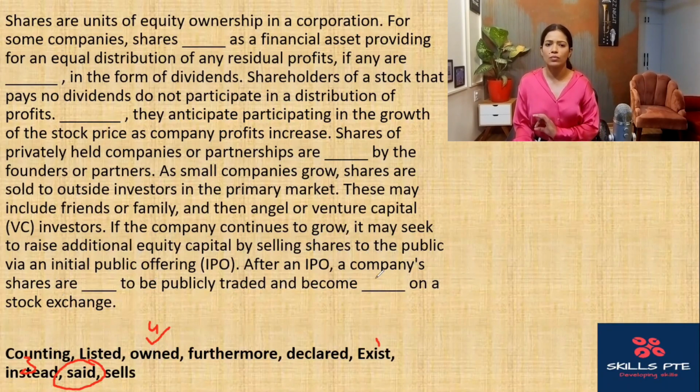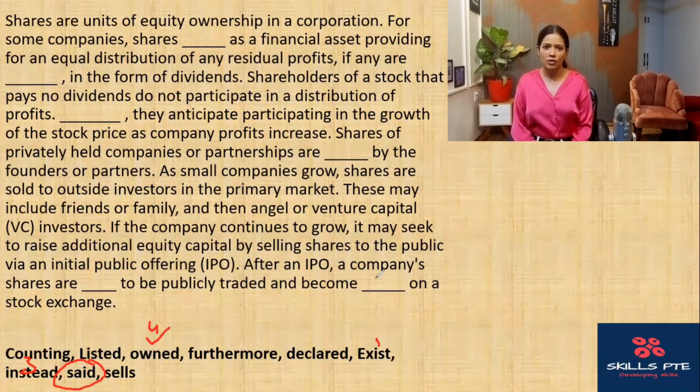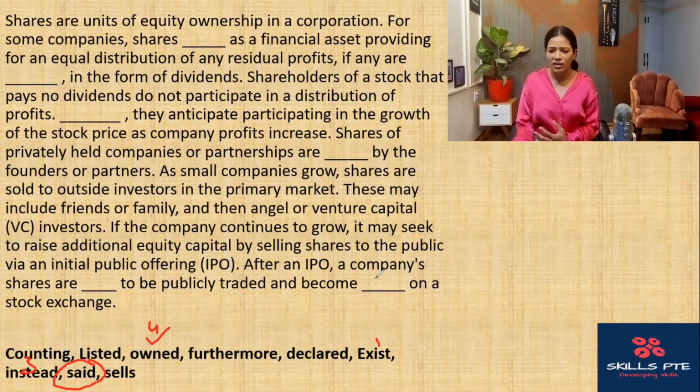Again, the last one is also very easy to solve. What do you say? It is listed on a stock exchange. For example, skillspte is listed on the Bombay stock exchange, or some company is listed on the London stock exchange. You don't say declared on a stock exchange. So you have the last option also, that is listed.